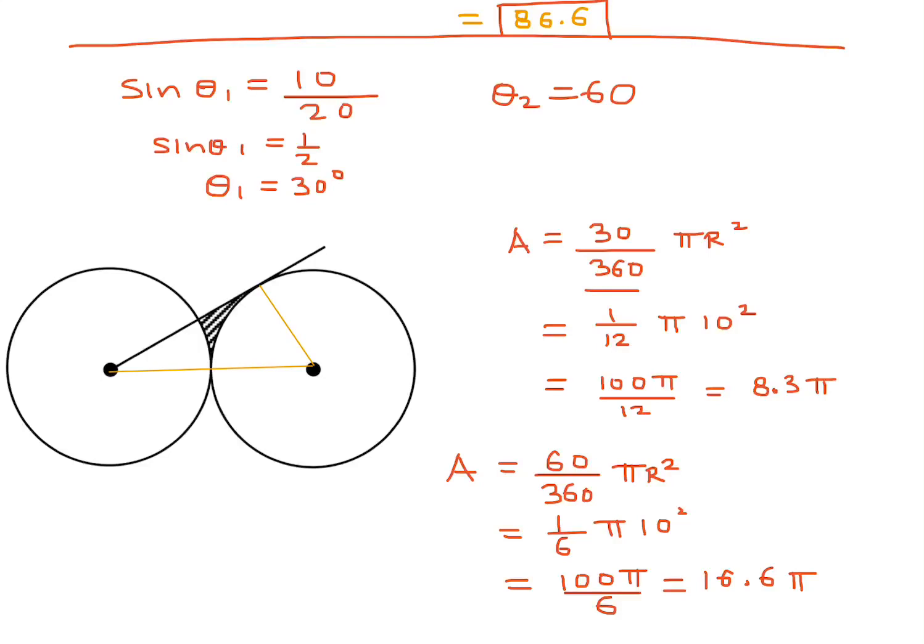So we've got area of shaded region, AS, is equal to the area of the triangle, which was 86.6, minus the area of these two pi pieces like that. And those two pieces we have figured out already. The first one is 8.3 pi, and the second one was 16.6 pi, like that. And if you do the math, you will get 8.1 approximately.